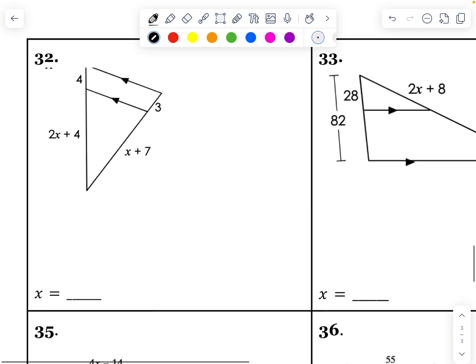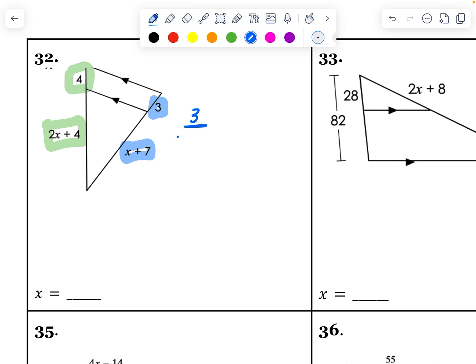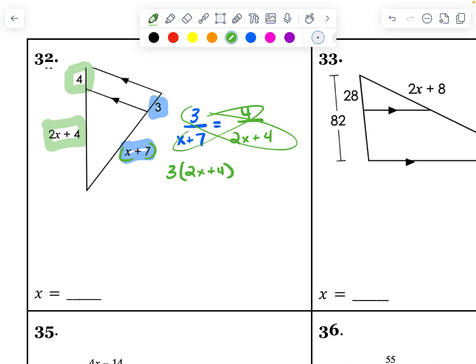Same idea, part to part. Again, multiple ways to set these up. I'm showing you one way. We're all going to end up with the same answer. So let's see. If I do 3 over x plus 7 is 4 over 2x plus 4. Cross multiply. 3 times 2x plus 4. I probably should have put parentheses around all these so I don't forget. Equals 4 times x plus 7.